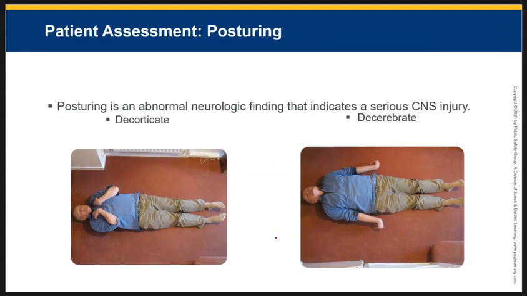We may have decorticate posturing, in which we see flexion of the arms toward the midline or adduction, along with extension of the feet. A more serious CNS injury is accompanied by decerebrate posturing, where we get extension of the arms, but still get plantar flexion of the feet.